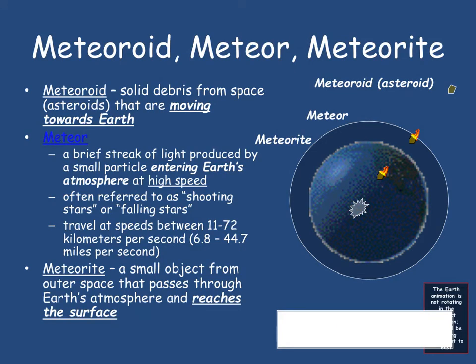Now, meteoroids, meteors, and meteorites are actually three different things. A meteoroid is solid debris from space that's moving toward Earth. You can see the motion shown here. A meteor is a meteoroid that has entered Earth's atmosphere and is moving at high speed. As soon as it enters the atmosphere, it turns from a meteoroid into a meteor. And then a meteorite is what we call it once it's reached the Earth's surface. Once it's crashed and settled on the Earth's surface, it is now a meteorite.